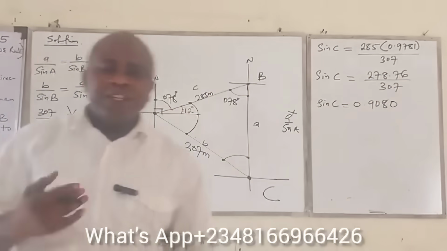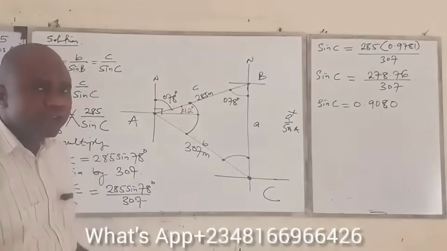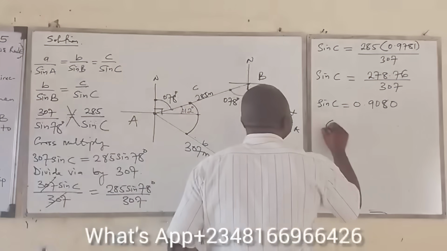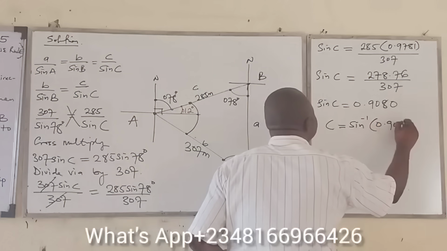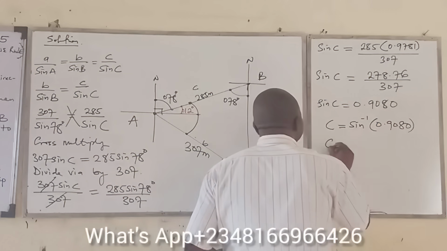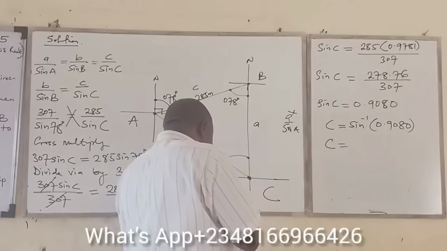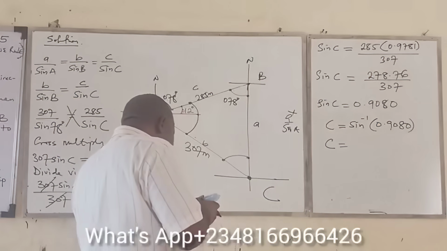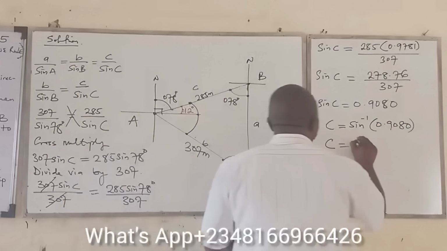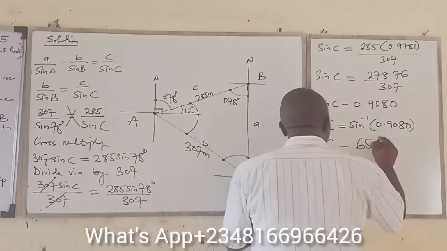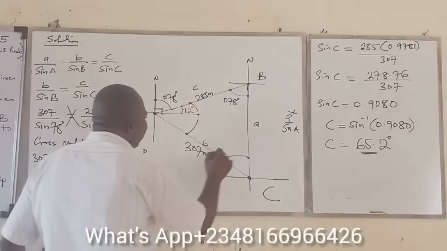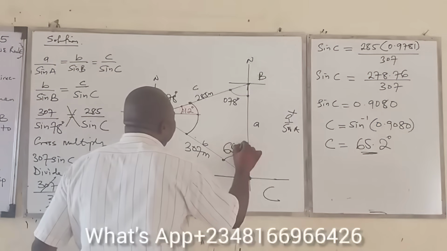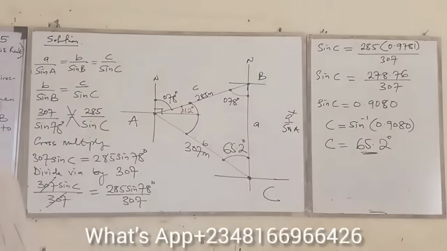I remember we are looking for big C, not sine C. So to get the value of C, our C will be equal to the sine inverse of 0.9080. Shift, sine inverse, and that gives us 65.2 degrees. So that's the value of our big C. It means this angle is 65.2 degrees.